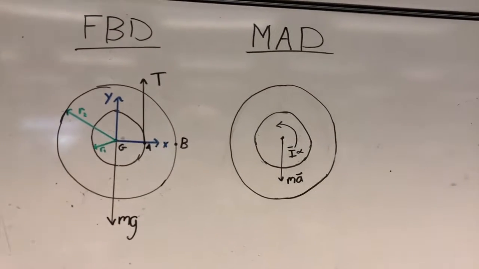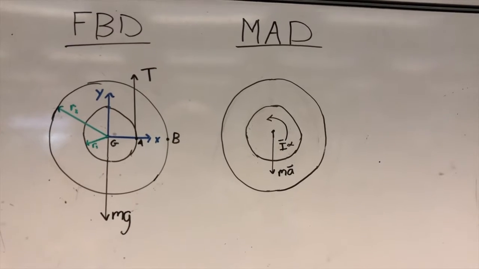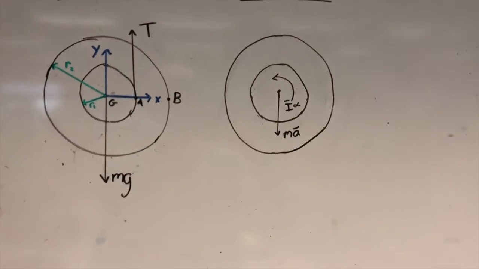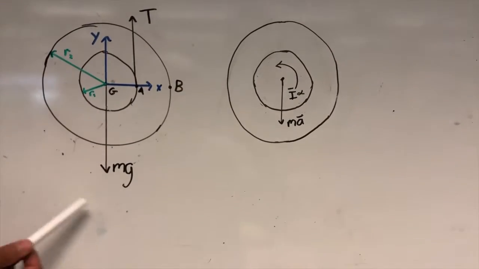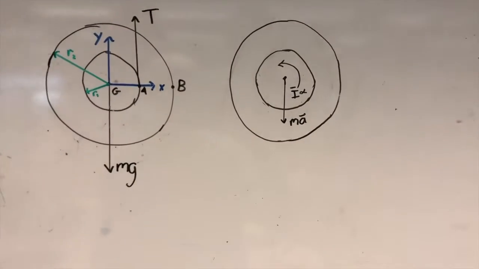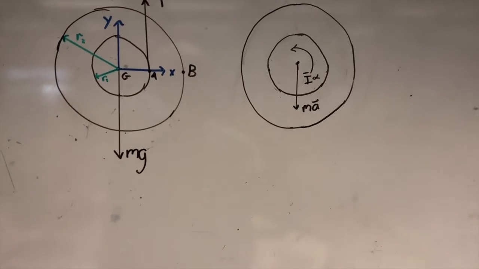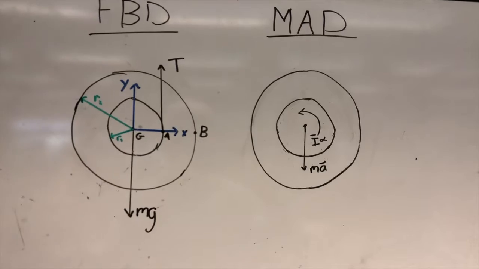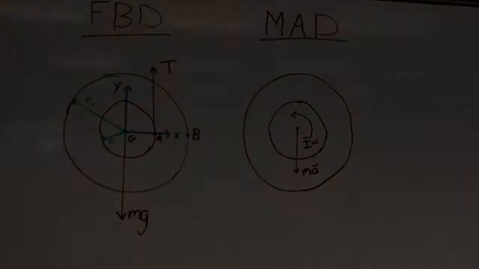We started by drawing the free body diagram and the mass acceleration diagram. As you can see, you have the force of gravity through the center, as well as the force of tension from the string on the outside of the inner spool. And you can see that the object will be rotating counterclockwise due to this tension in the mass acceleration diagram.